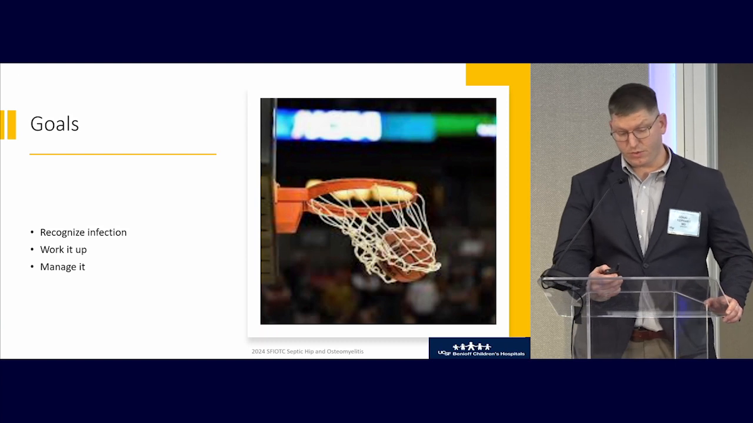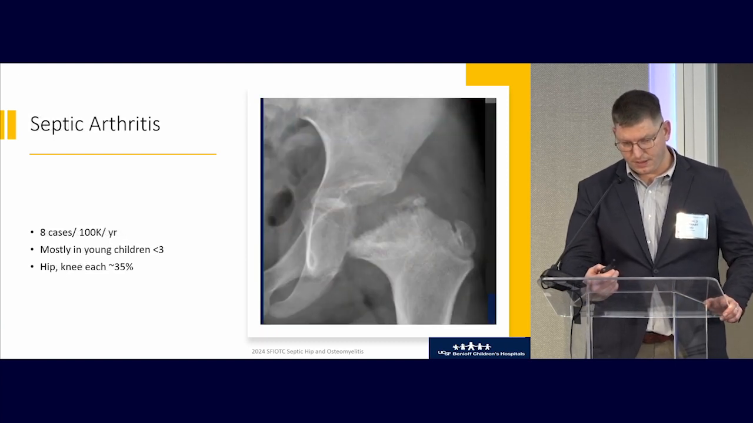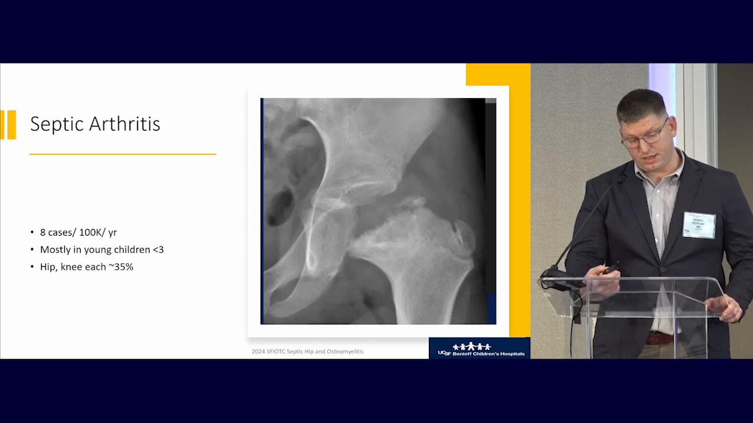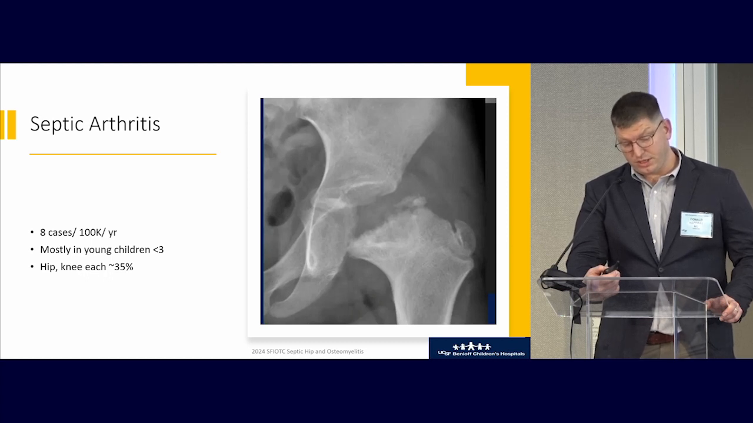The goals for this talk are to recognize infection, work it up, and manage it after a workup. Septic arthritis has a variable epidemiology. Overall, maybe about 8 cases per 100,000 children per year. Incidence is higher in sub-Saharan Africa and lower in European countries. It's mostly in young children less than 3 years old. The hip and the knee represent the bulk of these cases, about 35% each.